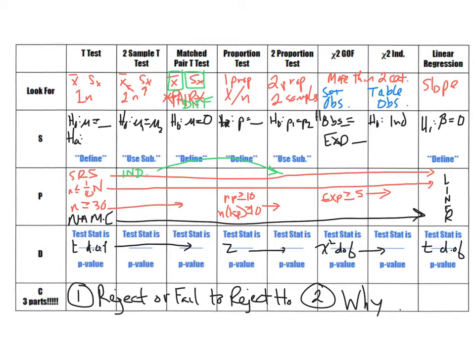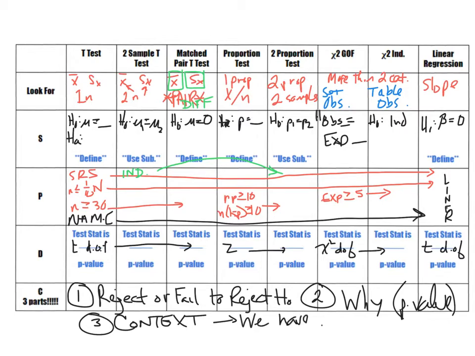Why are you doing that? It's because the p-value is smaller than the significance level, so your p-value is less than 0.05, reject. Or are you failing to reject because the p-value is bigger than the significance level, so tell why. And the third is, what does that mean in context of the problem? We have evidence that the mean is higher than it used to be, or that the two proportions aren't the same. Okay, so use that we have evidence, or say we don't have evidence. We have insufficient evidence.